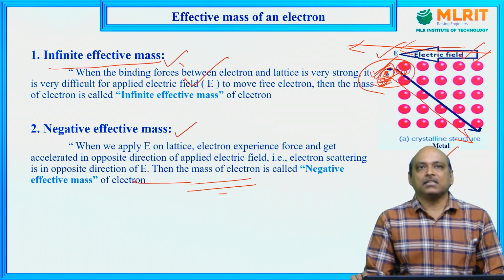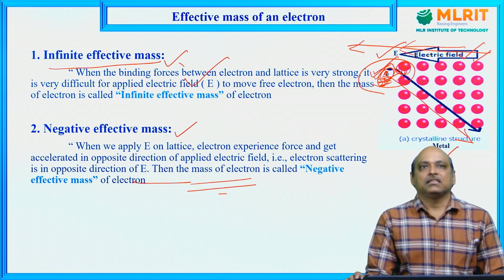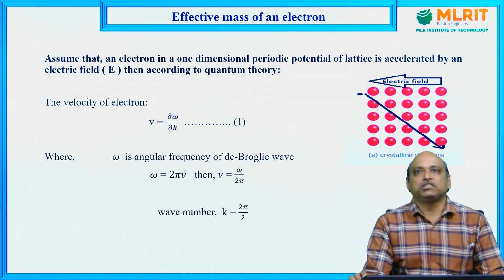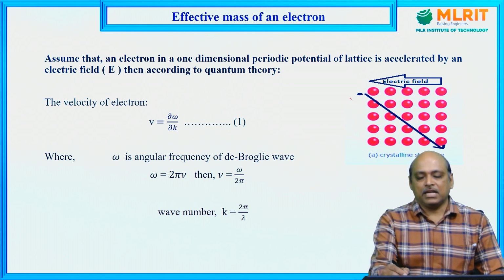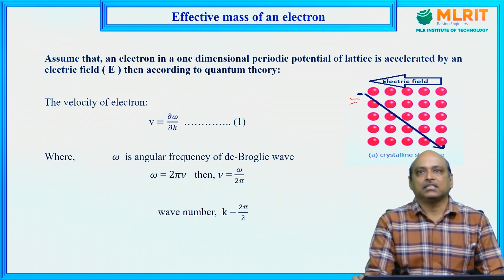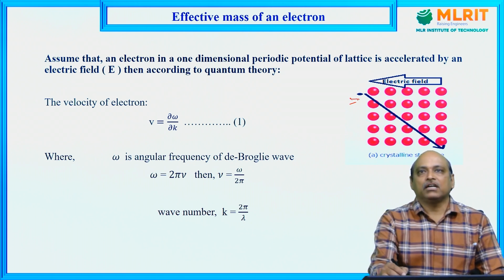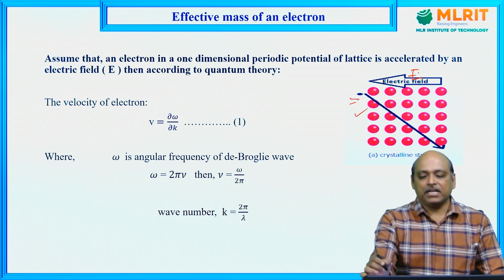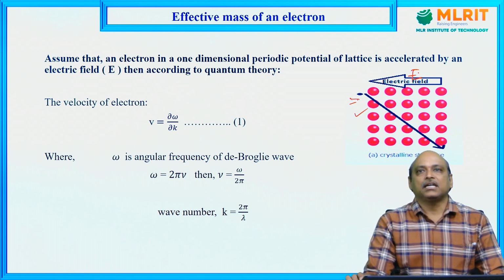Now, let us see how we can derive an expression for this effective mass of electron. M star, we know, is the symbol for effective mass of electron. Now, M star is equal to what? It depends on what parameters, which we are going to find out by deriving an expression. To derive it, we take a situation like this: one negatively charged electron is at one corner of a periodic field and we apply an electric field E on that electron.